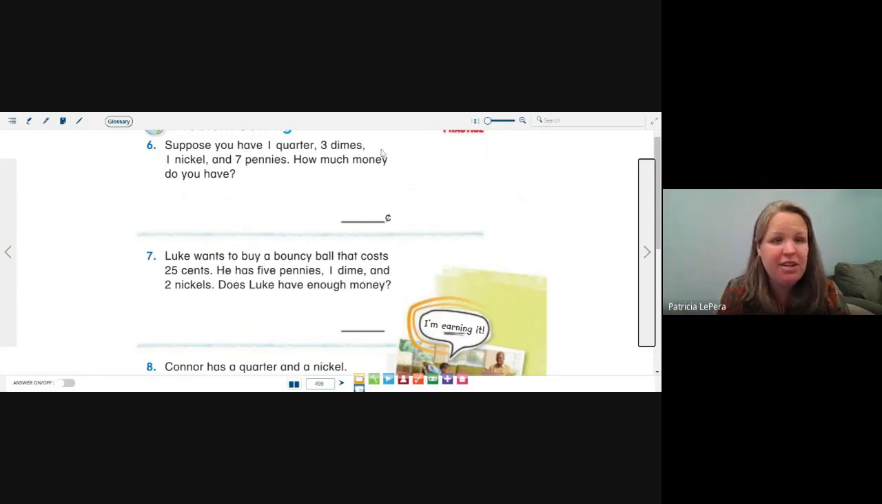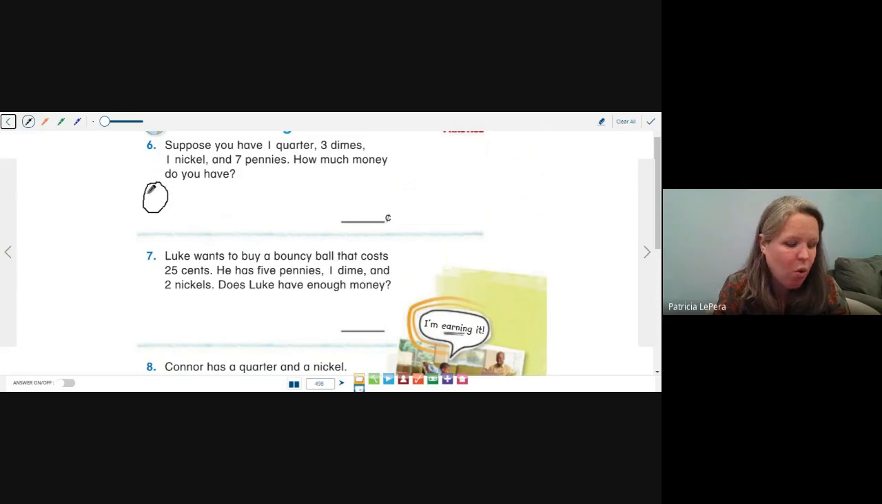Okay, so I find it easiest to just think of them as their coin shape of a circle. And I'm going to start with my 1 quarter. So 1 quarter, 25 cents. 3 dimes. Now dimes are 10. I'm going to draw my 3 dimes and write a 10 in each of them.